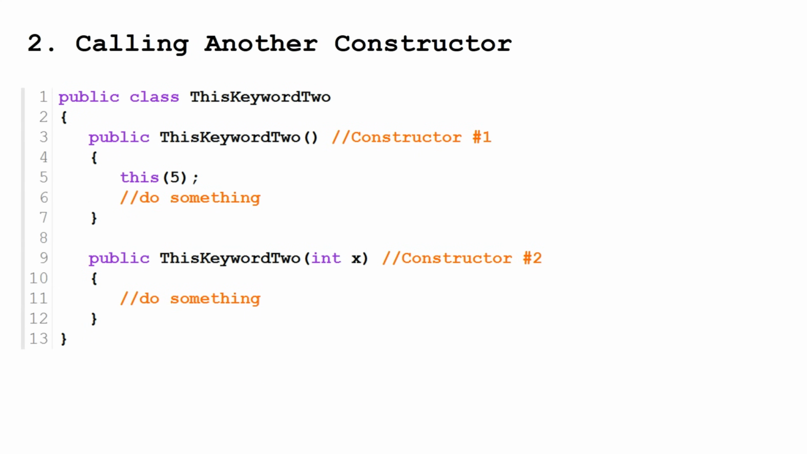The second use is to call another constructor in the same class. So we've got this first constructor here, then we have this, and we're calling this other constructor here. If we use it in this sense, this must be the first line in the constructor.